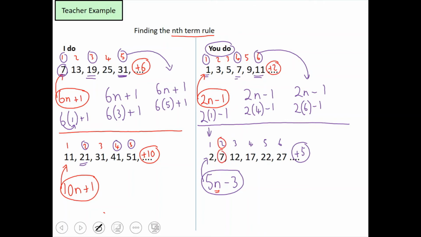Again, if I try it with this one here, if I replace the n with 5, 5 times 5 is 25, take away 3 is 22. And lastly, if I just do it with the 6 up there, 5 times 6 is 30, take away 3 is 27.